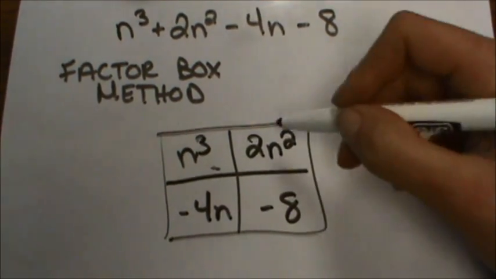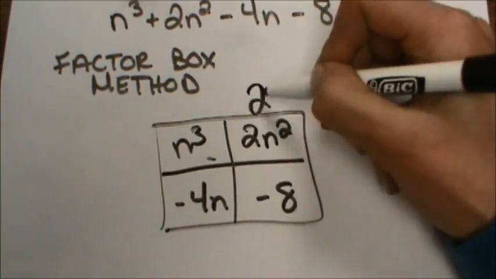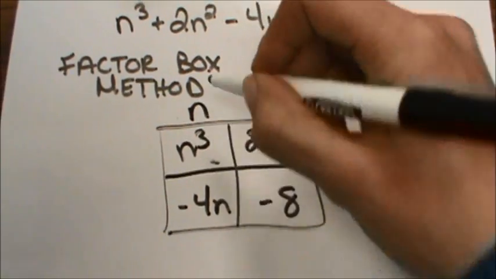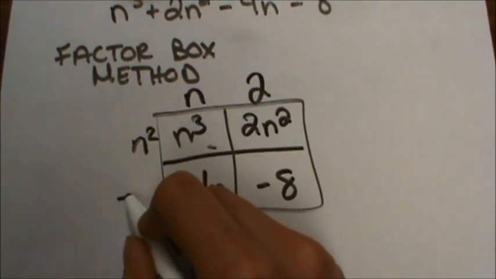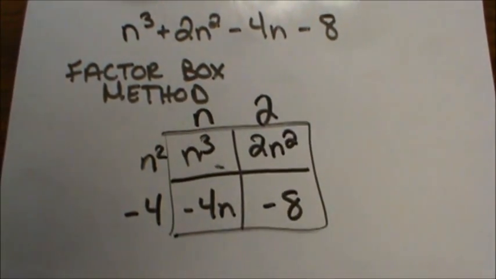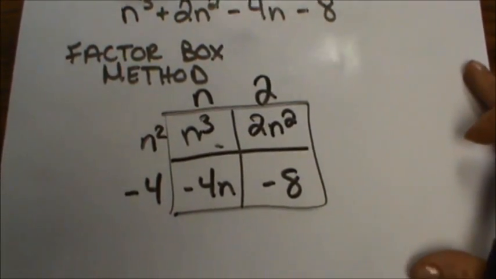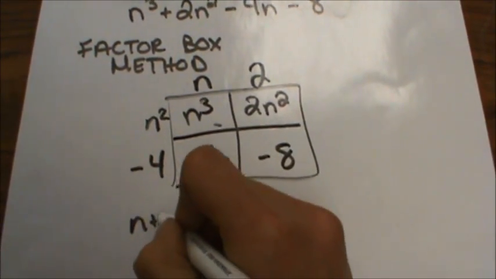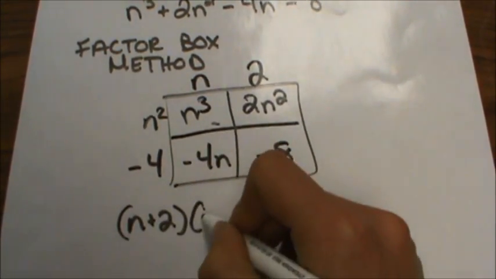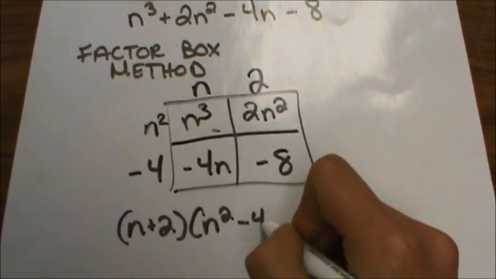So, find the common factors. Here is 2, here is n, this is an n squared, and this is a negative 4. So my final factors here are n plus 2 times n squared minus 4.